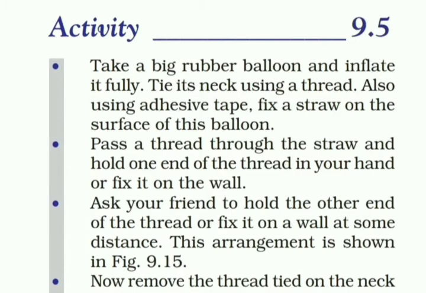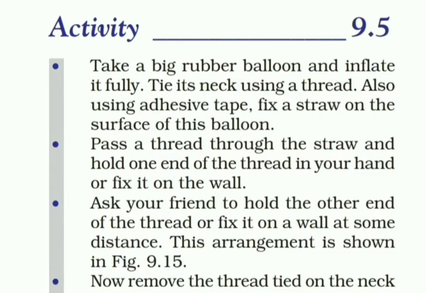Activity 9.5. Take a rubber balloon and inflate it fully. Tie its neck using a thread. Also, using adhesive tape, fix a straw on the surface of this balloon. Pass a thread through this straw and hold one end of the thread in your hand or fix it on the wall. Ask your friend to hold the other end of the thread or fix it on a wall at some distance. This arrangement is shown in the figure.